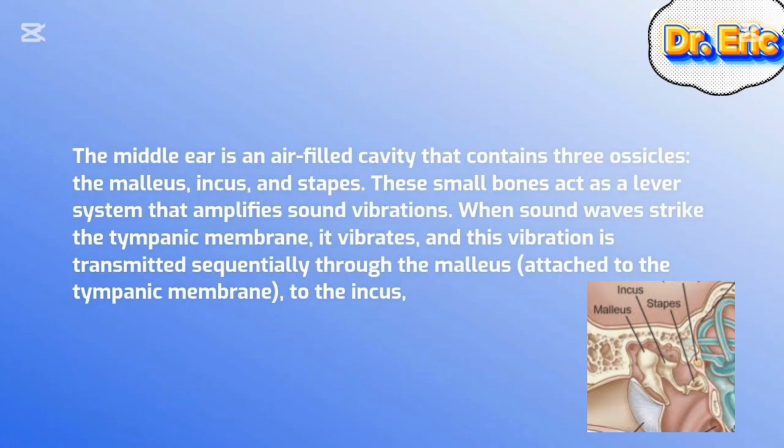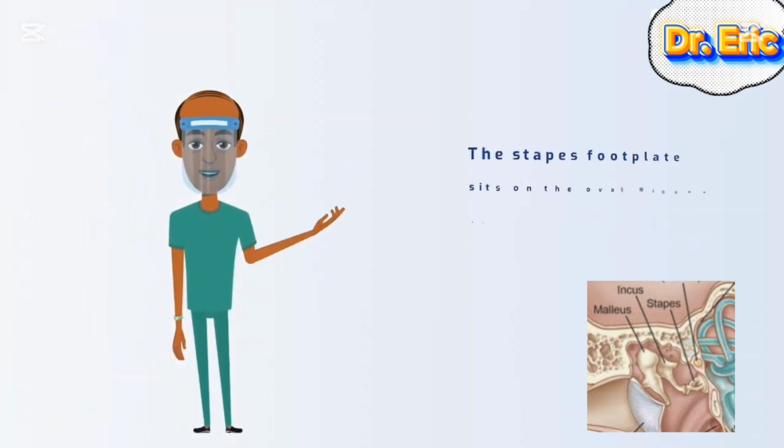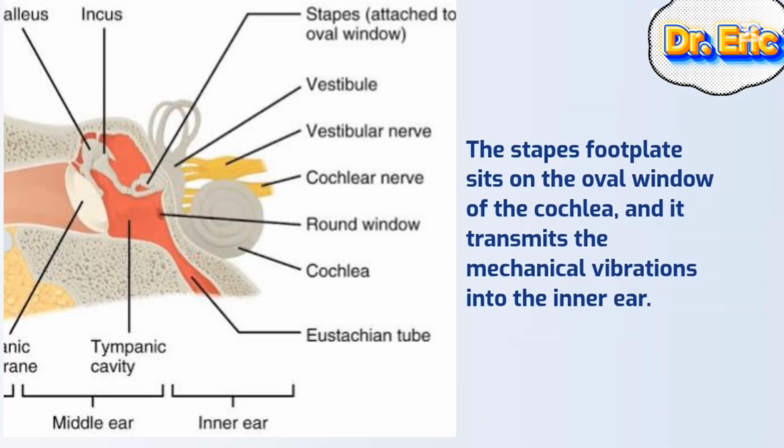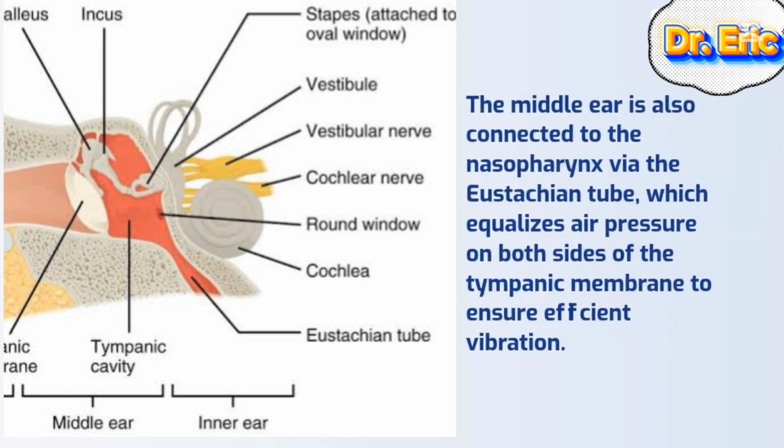When sound waves strike the tympanic membrane, it vibrates, and this vibration is transmitted sequentially through the malleus, attached to the tympanic membrane, to the incus, and then to the stapes. The stapes footplate sits on the oval window of the cochlea, and it transmits the mechanical vibrations into the inner ear. The middle ear is also connected to the nasopharynx via the eustachian tube, which equalizes air pressure on both sides of the tympanic membrane to ensure efficient vibration.